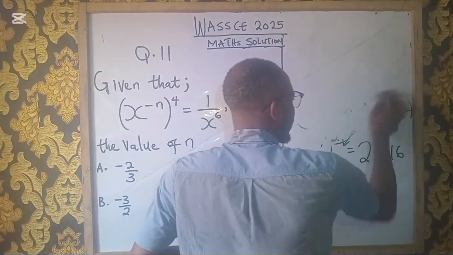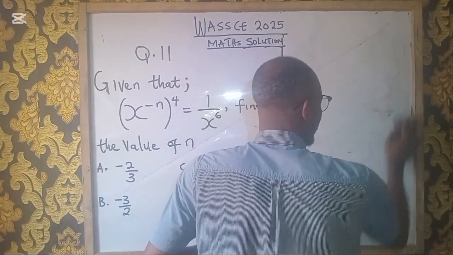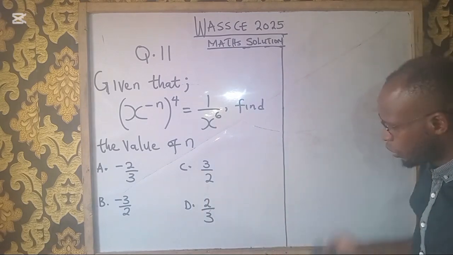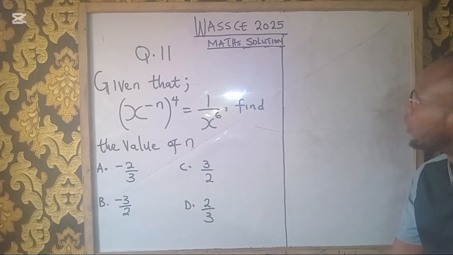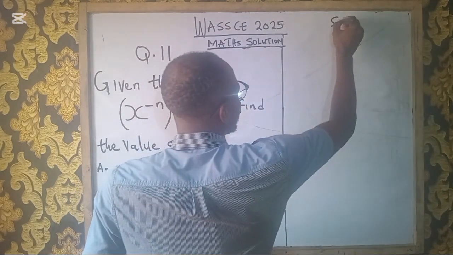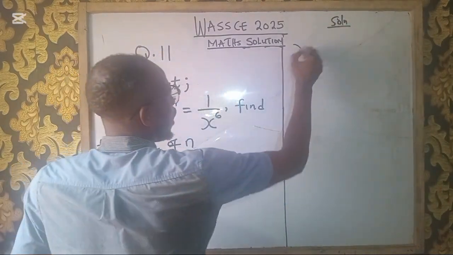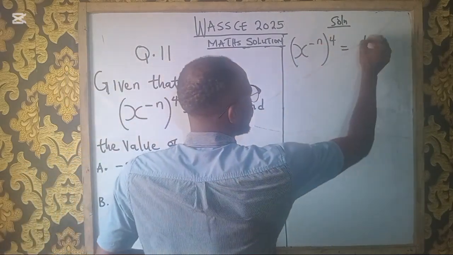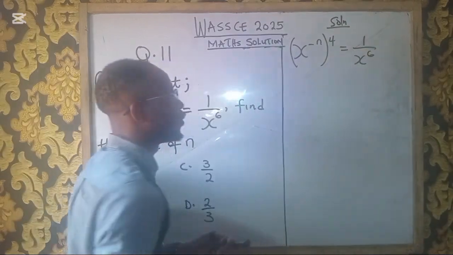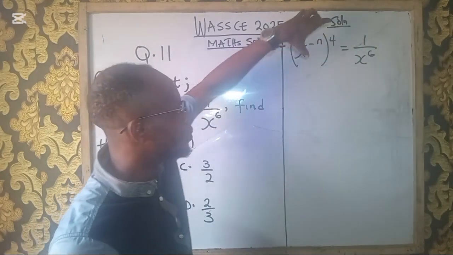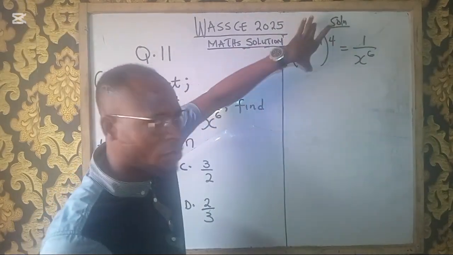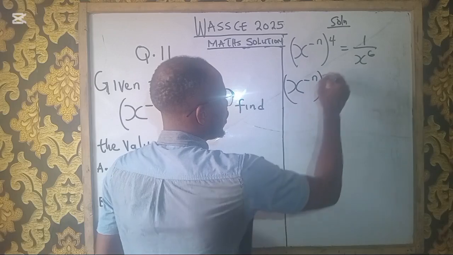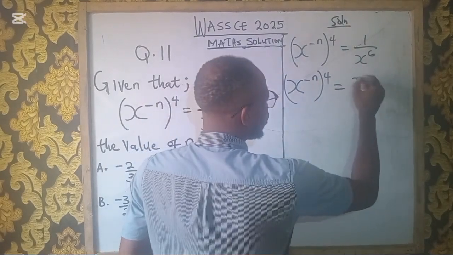All right, so our problem now is this one. So let's go over it. We have the question on the board. Our solution to that: we have s raised to power minus n, close the bracket, raised to power of 4 is equal to 1 over s raised to power of 6. Now, for you to solve this problem, change this one to resemble this one. That means you have s raised to power minus n raised to power of 4 is equal to s raised to power minus 6.